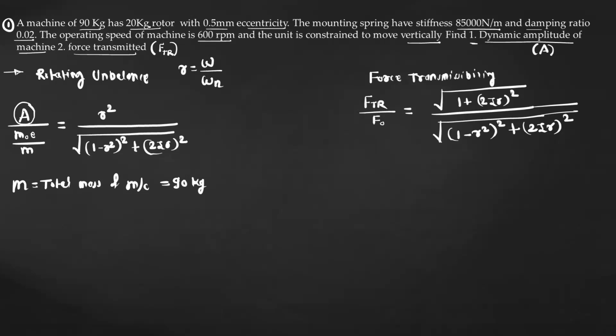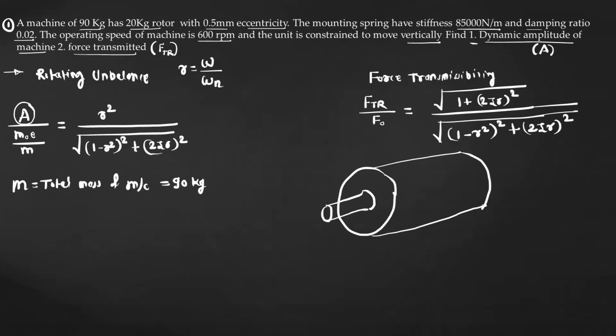So what is the meaning of this rotor? We can imagine an electric motor. Okay. So for the electric motor, consider this is the stator part or the casing of that motor. And that motor has the rotor part. Okay. So this is the rotor part. So this rotor, which is actually rotating, has the mass 20 kg.